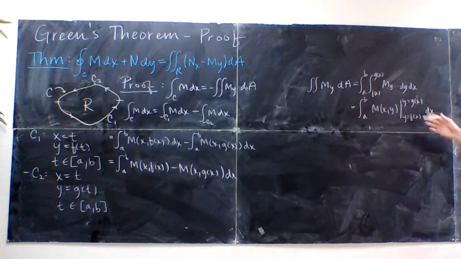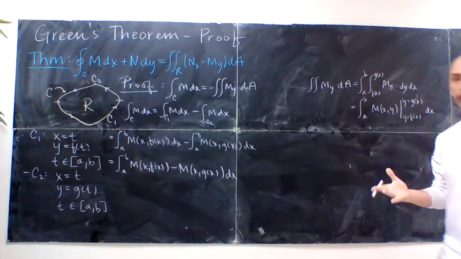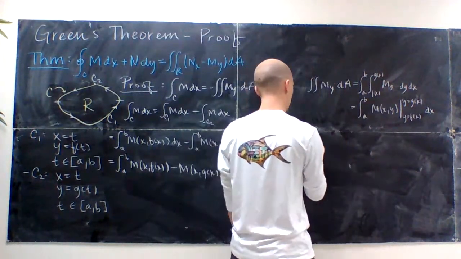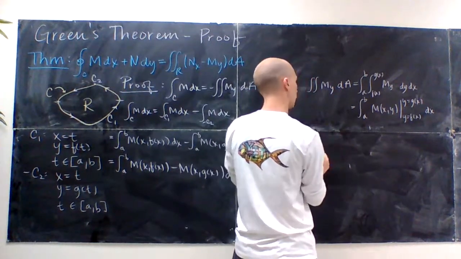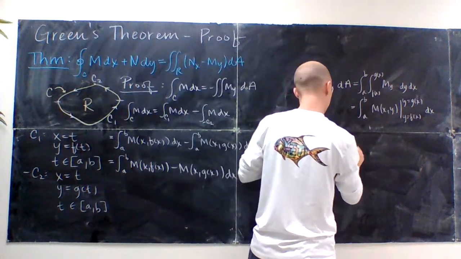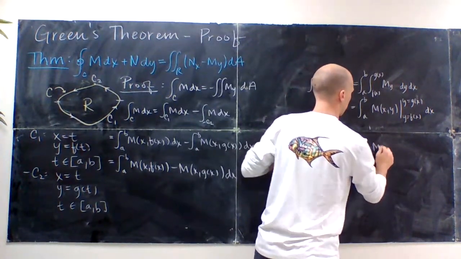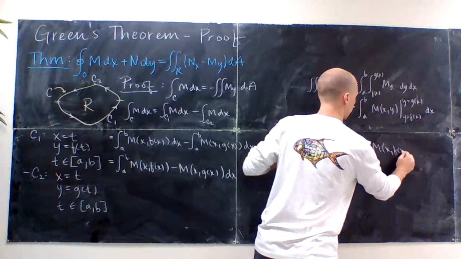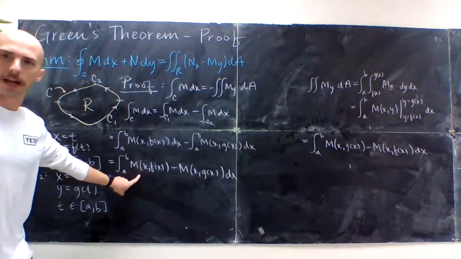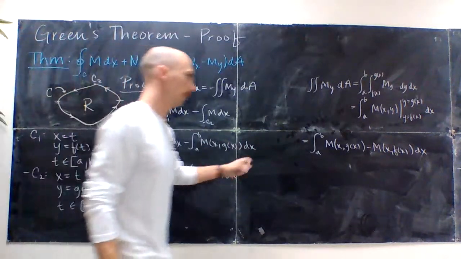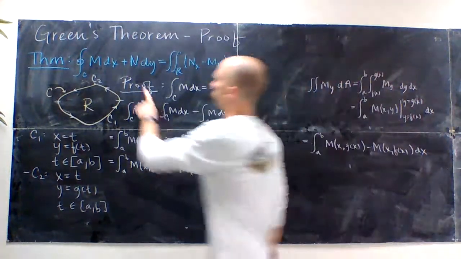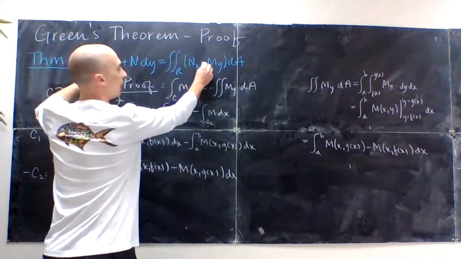So if we actually let y be g of x and f of x and subtract them, using the fundamental theorem, this is going to be the integral from a to b of m of x and g of x minus m of x and f of x dx. And that is the opposite of what I have here, right? Here I have f minus g, and here I have g minus f. Okay. So I've shown you that this part of the integral corresponds to the negative m_y.